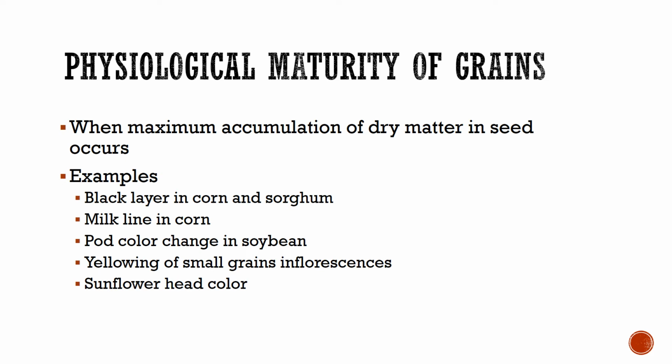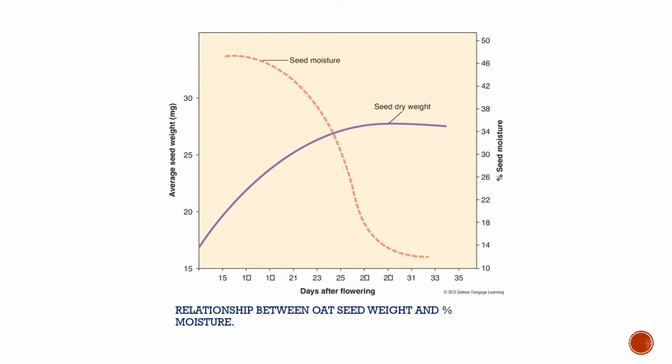So physiological maturity of grains, the whole point of the physiological maturity is just to get that maximum dry matter out of that seed. So some examples of that is when, like in a soybean, that pod color change starts to happen, and so we know that maturity is almost done. That milk line in corn is done. You can see a dent in that corn, and it's dry or drier than in the milk stage. Sunflower heads turn a color. So those are when we know that dry matter seed is starting to dry up and it's almost time to harvest.